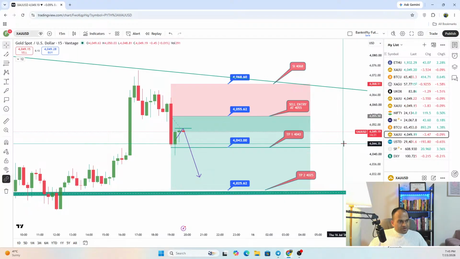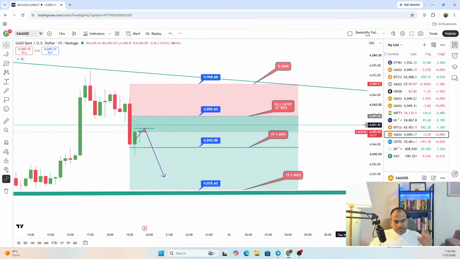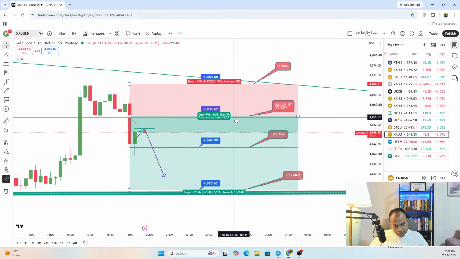Anyways, I'll finish the stream now. I got my TP1. I'll wait for the TP2 to come, and whenever either TP2 comes or the market goes back towards this one, I will share the outcome of this trade in the comment section of this video. I'll post it in the first comment.